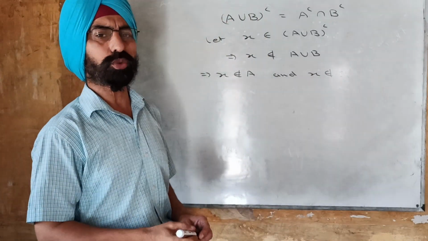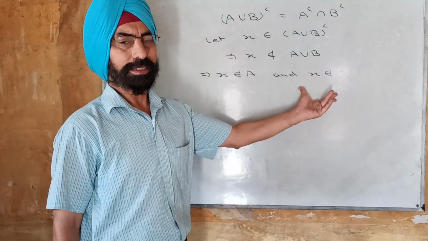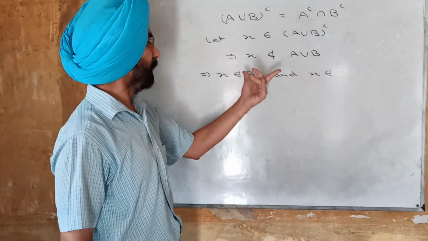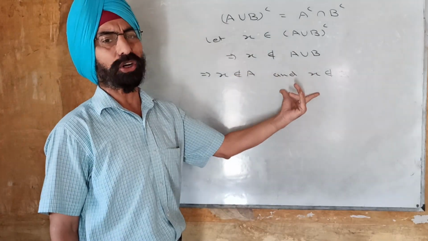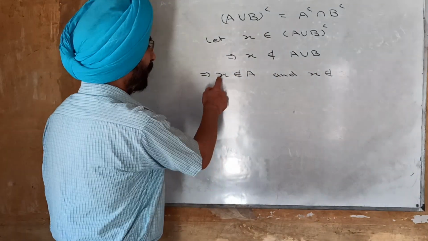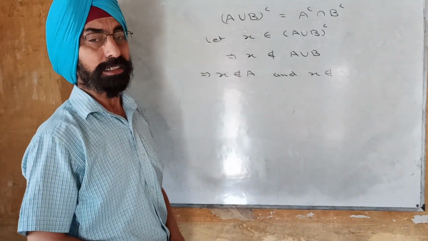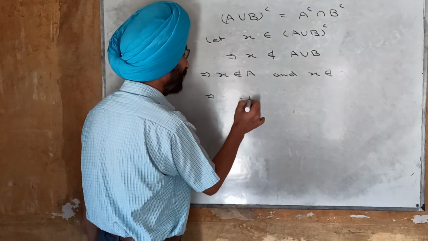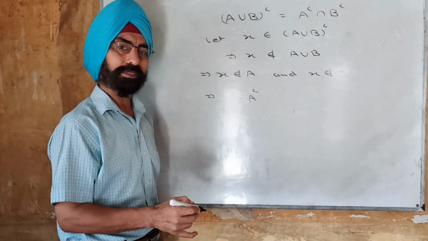Because if X belongs to any one of them, then X will be in the union. But X is not in the union. That means X is not in any of these two sets. Now X is not in A. When X is not in A, then it means X is in complement of A.